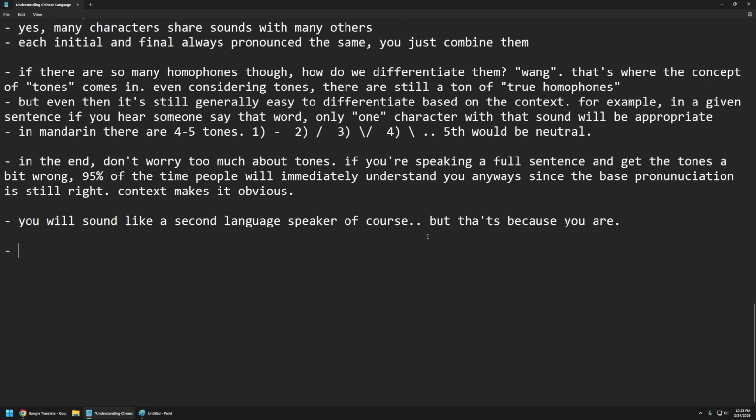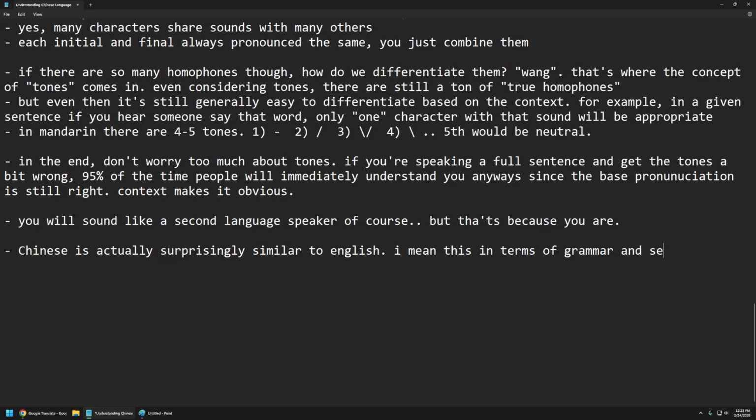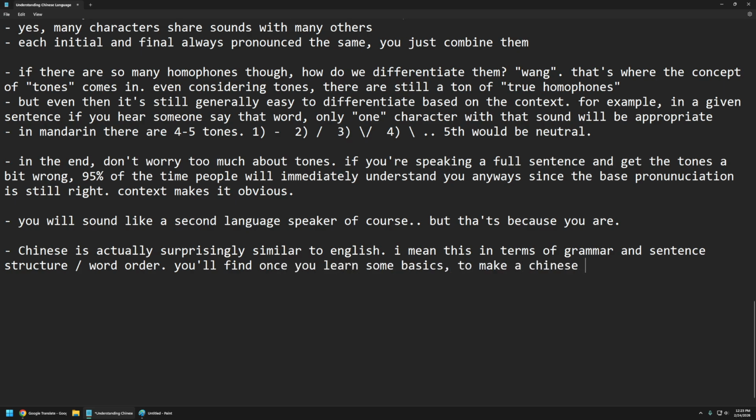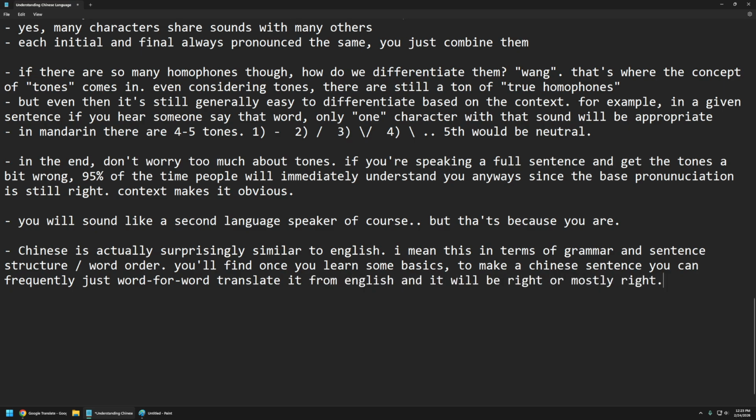So at this point, let's talk about how Chinese is actually surprisingly similar to English. I mean this in terms of grammar and sentence structure, word order. Once you learn some basics, to make a Chinese sentence, you can frequently just translate it word for word from English, and it will be right or mostly right. It's because the word order is very similar.